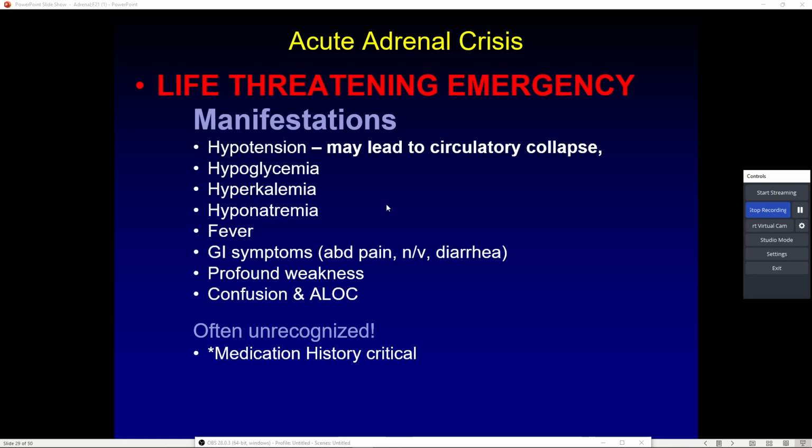Fever, GI symptoms, nausea, vomiting, diarrhea, profound weakness, confusion, altered level of consciousness. Look at the medication history.